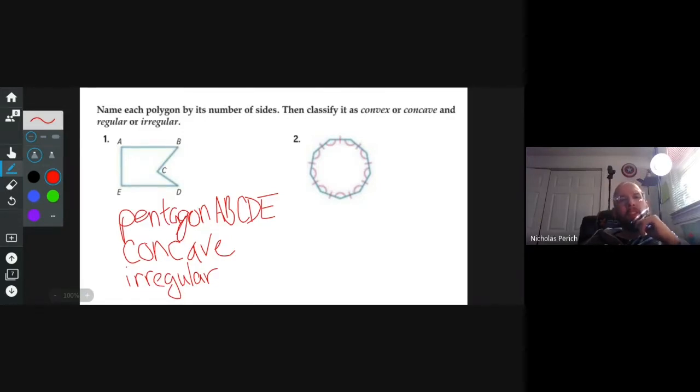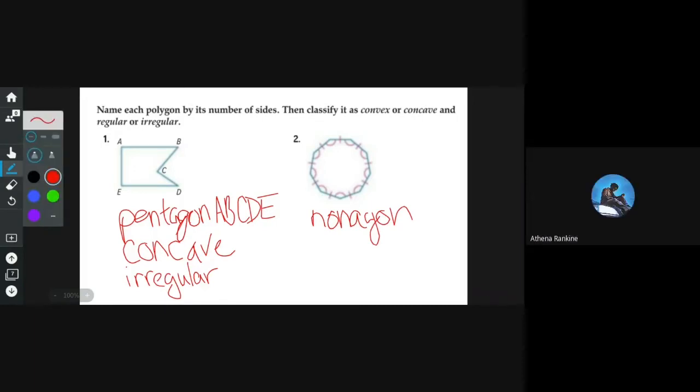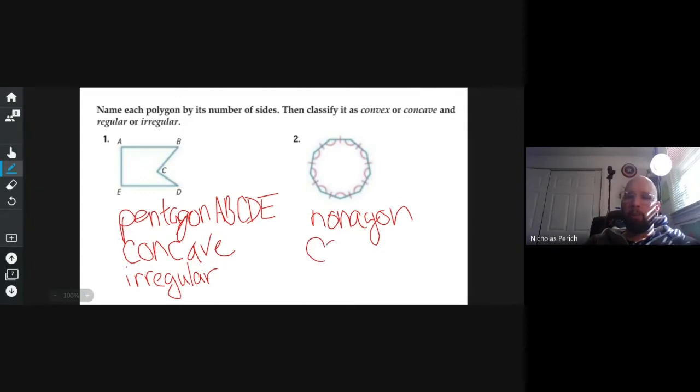How many sides does it have? It is 9. So it's called a what? Nonagon. Thank you. I don't have letters, so I'm not going to name it. Nonagon. Is it convex or concave? Convex, because it doesn't look like there's a chunk missing.